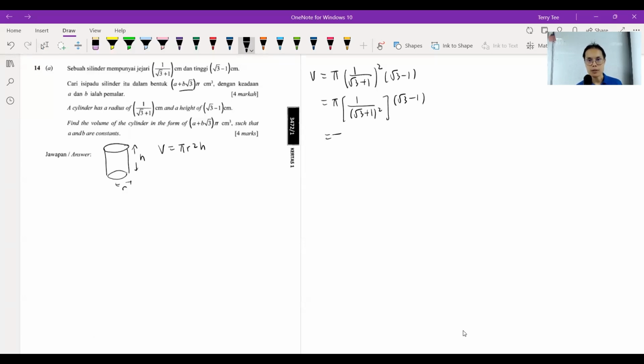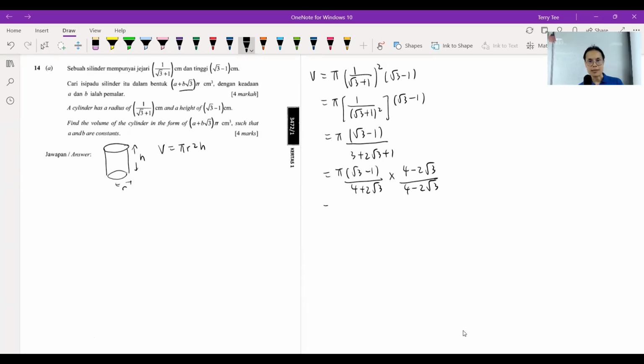Okay, the sec 3 minus 1, I think you can just leave it on top, right? The bottom part, if you expand this, sec 3 square is 3, 2 sec 3 plus 1. Okay, this is now pi sec 3 minus 1 over 4 plus 2 sec 3. To simplify this, we have to rationalize the denominator. Okay, so we multiply top and bottom with 4 minus 2 sec 3.